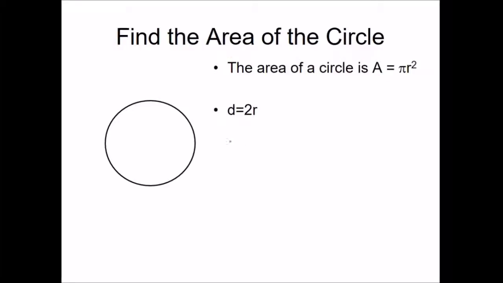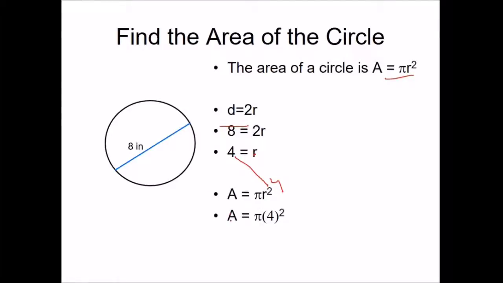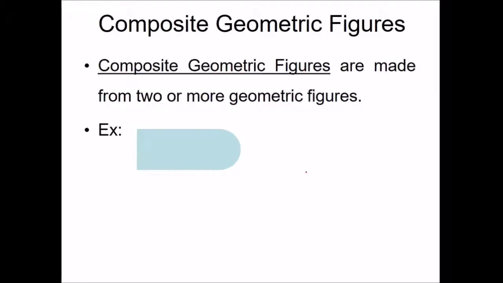But let us find the area. Area is pi R square, and the diameter D is equal to 2R. If the diameter is given as 8 inches, what will you do? 8 will be equal to 2R, so R will be equal to 4. Just place it in A is equal to pi R square. This R will be 4, so you place 4 here. Pi into 4 into 4. That will be 16 pi square inches.